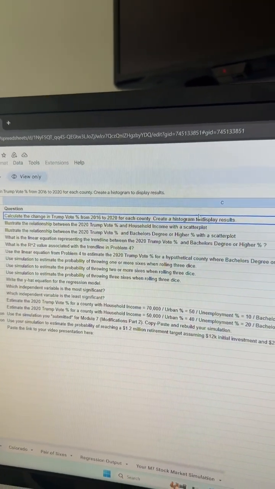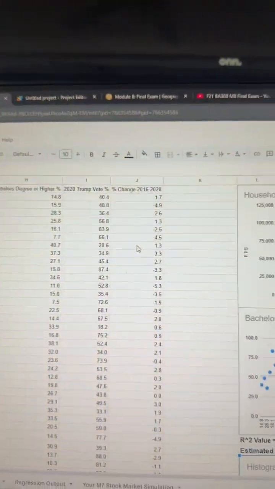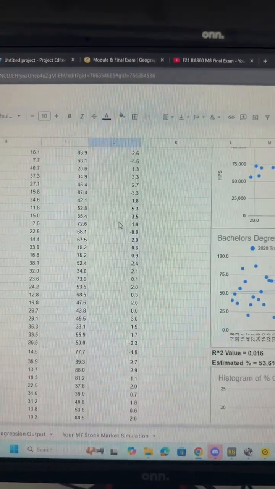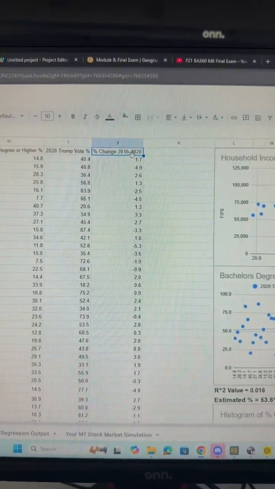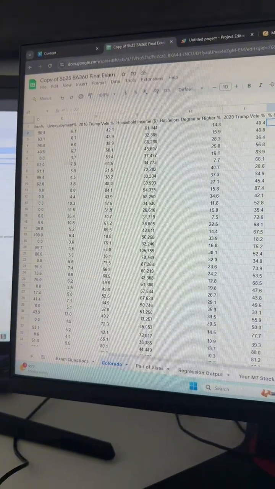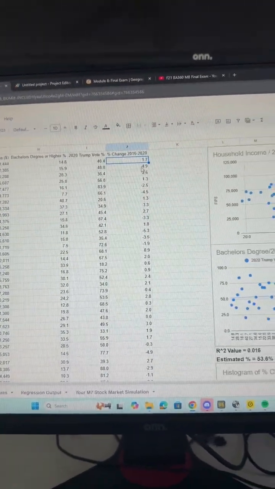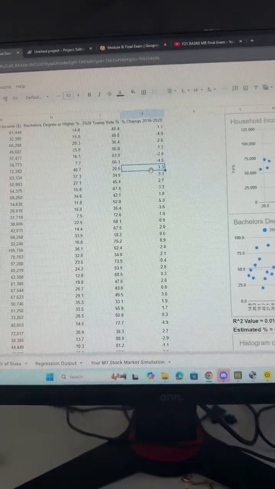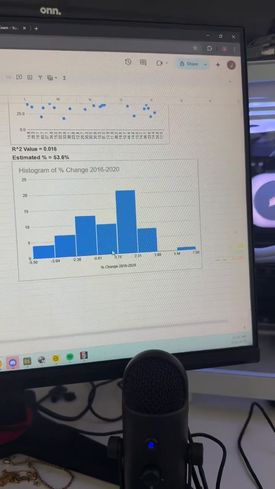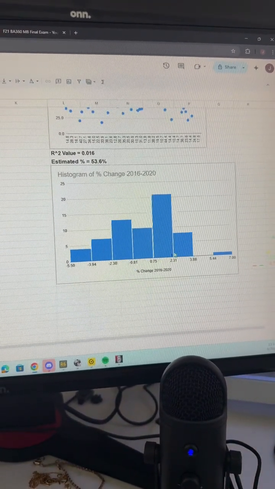Calculate the change in the percent from 2016 to 2020, which I have right here. In this column is my percent change, and all of the percent changes for every single row, every county, and they're all labeled right here. Then I have the histogram to go with it to show how often each change actually occurs.